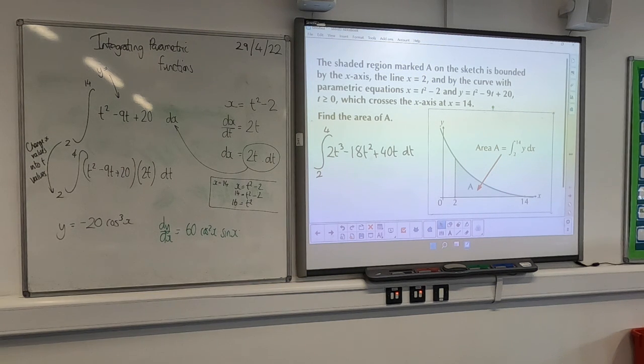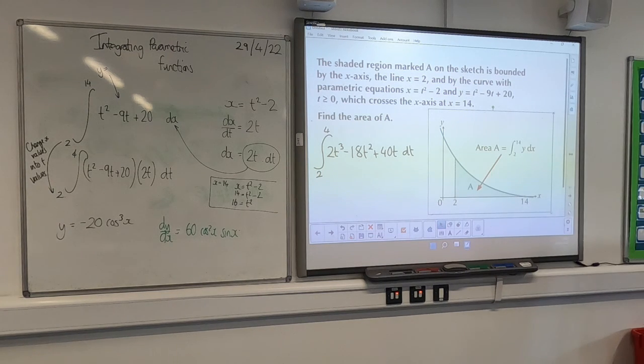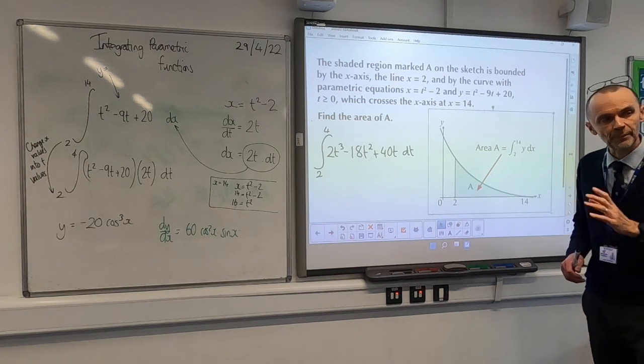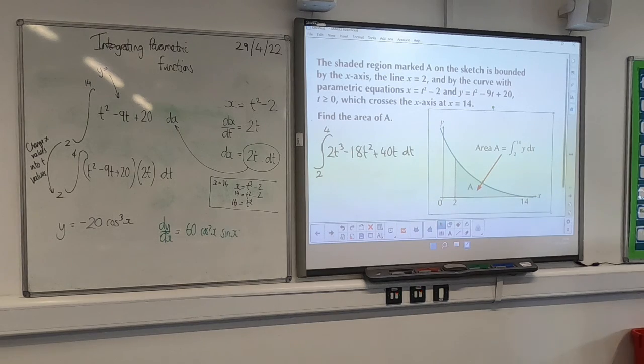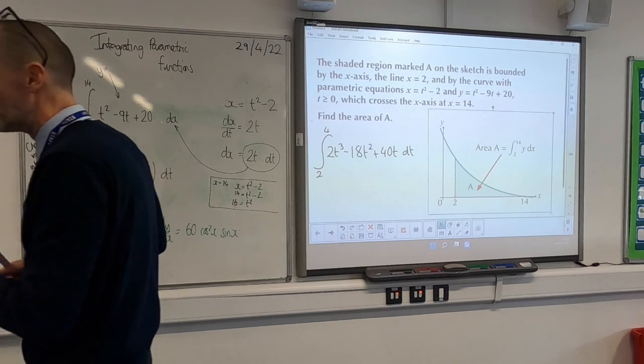So it's a 3-step process. Step 1, just whack the y equals equation into a function. Step 2, use the x equals function to replace the dx with something to do with dt. Step 3, if you've got limits, which are x values, change those into t values. Then you're off to the races.